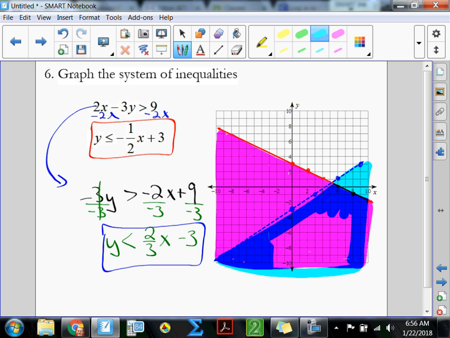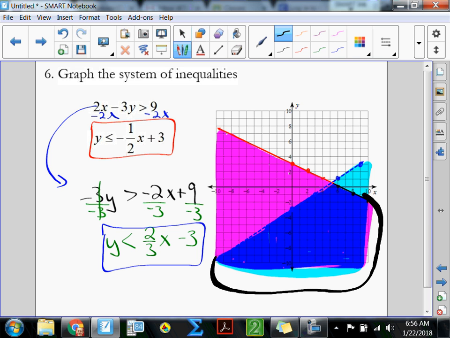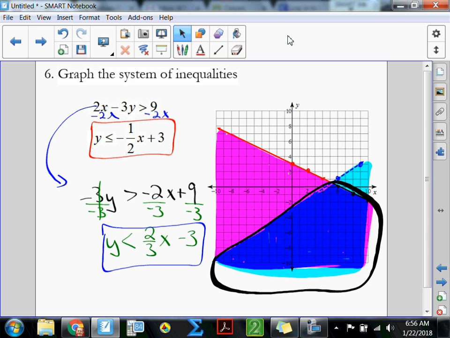I'm going to have a pink part of the graph, a light blue part of the graph, and then wherever the pink and light blue combined made this dark blue or purple color. That is the solution area. Okay, the solutions to the system will be inside this bottom shape that I just put a little lasso around. So there you go.